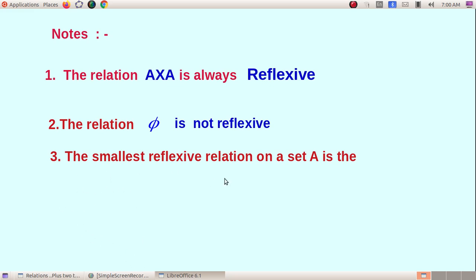This relation is called identity relation. Okay, then which is the smallest reflexive relation on a set? That is identity relation. Some of you may not be familiar with the identity relation. For that, write an example.